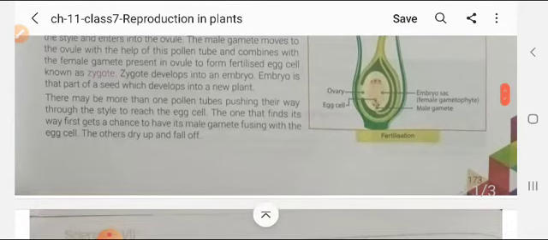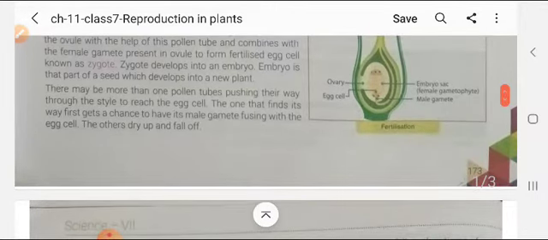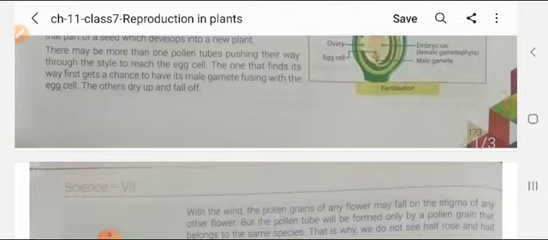Okay, dear student, the zygote develops into an embryo. The embryo is that part of the seed which is ready to develop into a new plant. There may be more than one pollen tube pushing its way through the style to reach the egg cell. The one that finds its way first gets a chance to have its male gamete fuse with the egg cell.